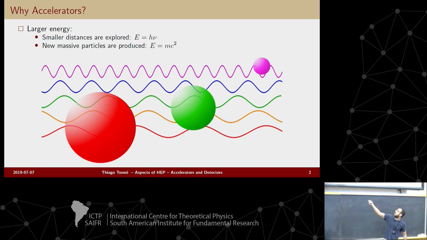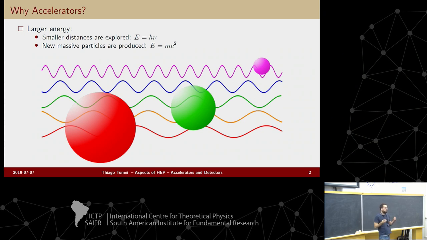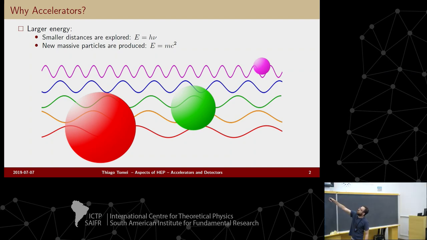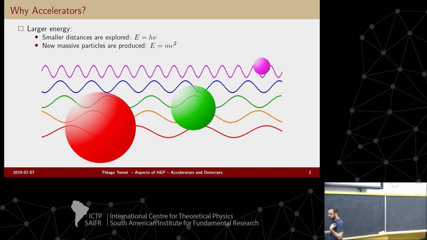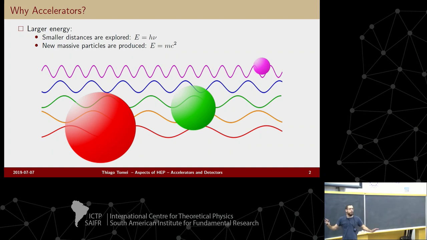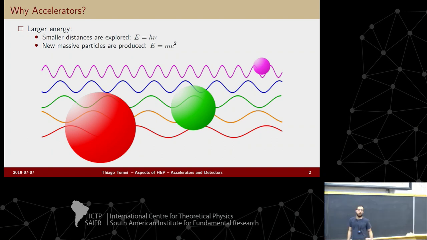Simply because of this. You want to probe smaller distances. Particles are small. Some particles are point-like, as far as we know, but even protons and stuff like that, they are small. So if you want to probe them, you need small wavelengths. And small wavelengths, as you know from quantum mechanics, means high energy. On the other hand, if you want to produce new particles that usually don't exist in the universe around us, remember, only the first family makes up most of everyday matter, you need again energy because of Einstein's relation. Only that. So you need accelerators.